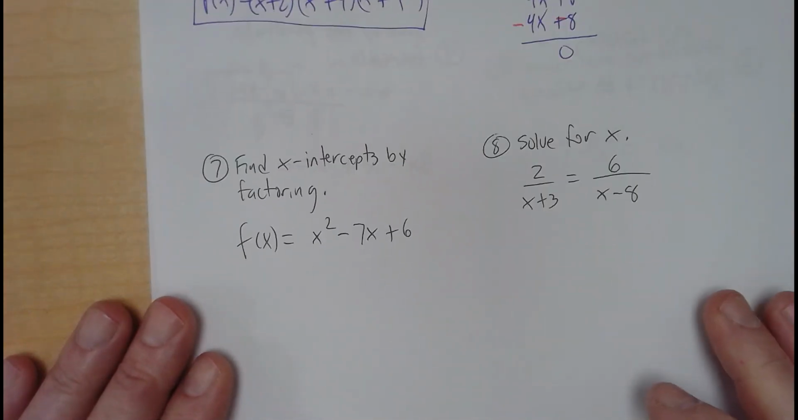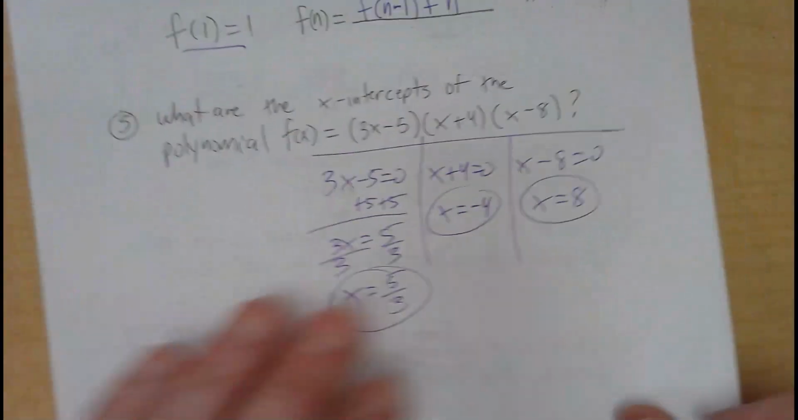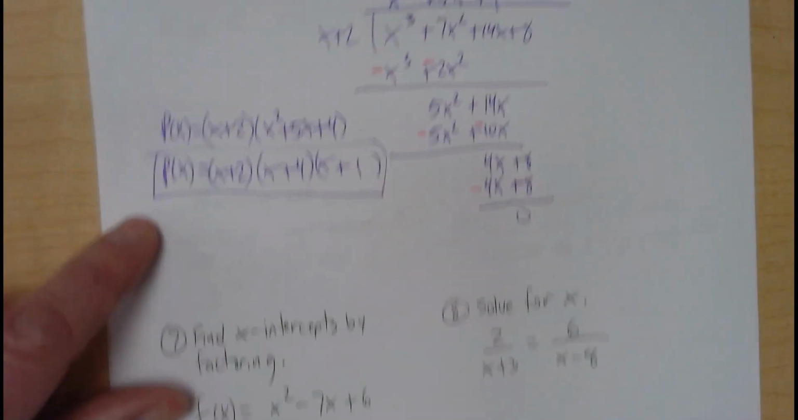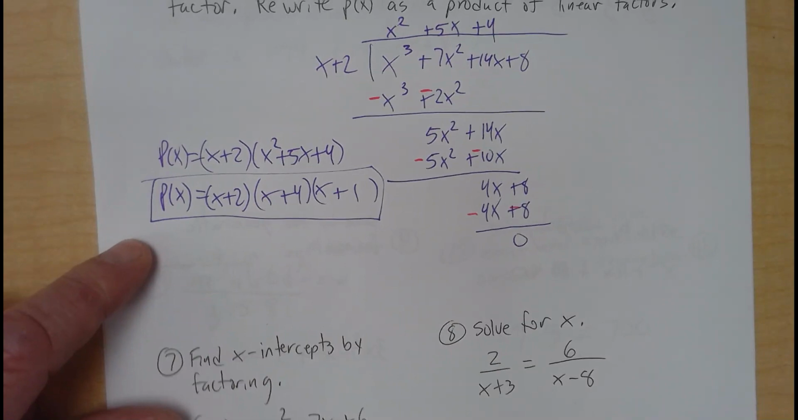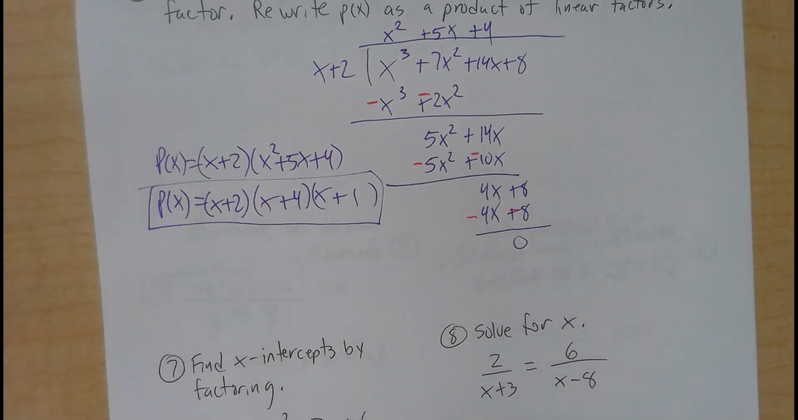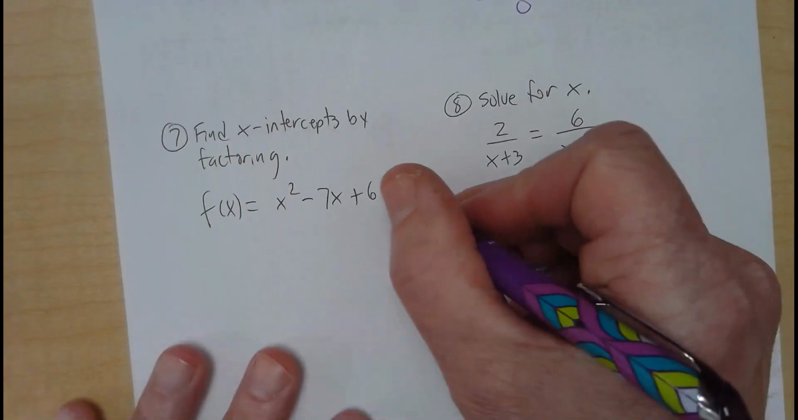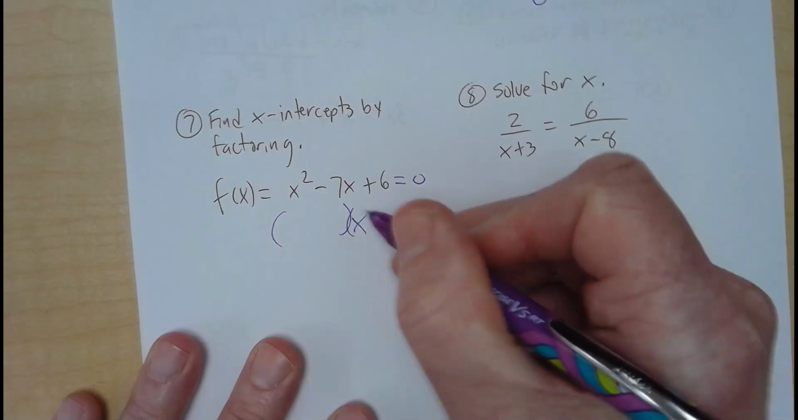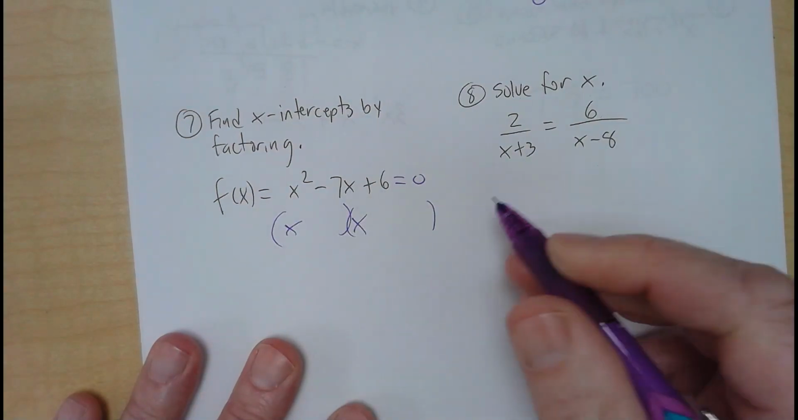Now we're going to find the x-intercepts. So these questions go together. So when it is factored, you get x-intercepts. When you have it in this form, so now we have the x-intercepts by factoring. So we got to factor it first, then we set each factor equal to 0.